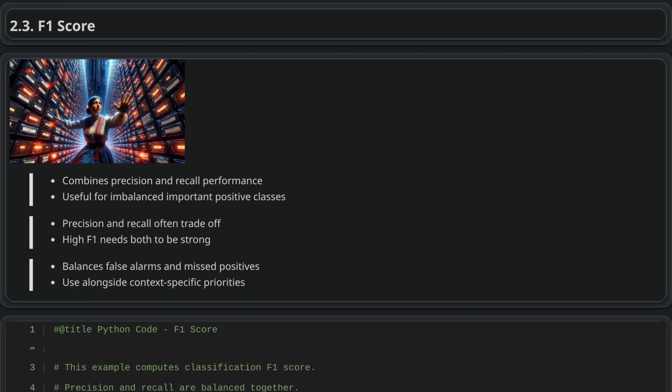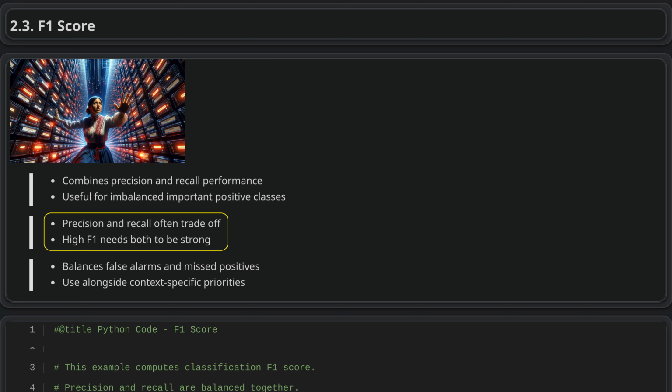F1 score. The F1 score combines precision and recall into one measure, making it useful when classes are imbalanced or when the positive class matters most. Unlike accuracy, it can reveal when a model seems successful overall but misses important positive cases. A high F1 score means the model both identifies positives carefully and captures most of the true positives.